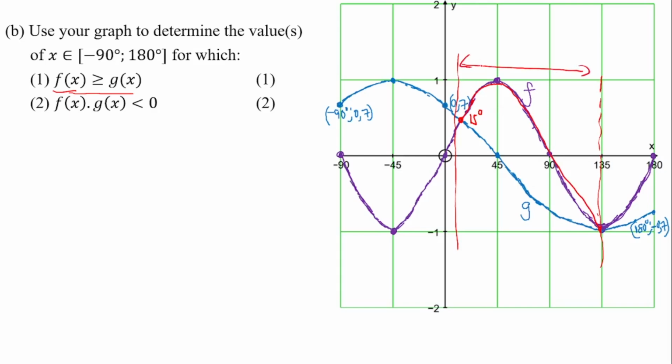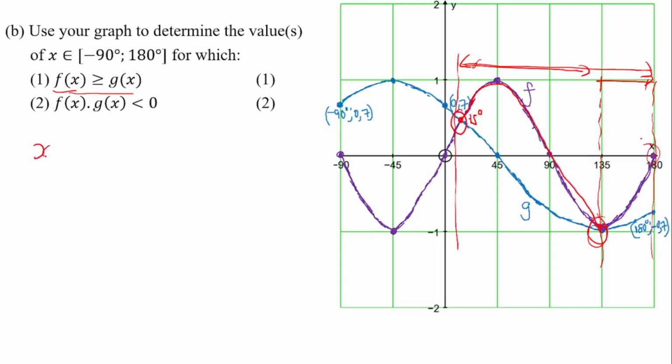So between 15 and 135 degrees. But now let's check again. Even here, it is still above g of x. So we're including this. Okay, so it's between 15 and 180 degrees. Why are we including this point? Because it says greater than or equal to. At 135, they are equal, so it's included. So we're saying from 15 degrees to 180 degrees. Included because it says greater than or equal to.